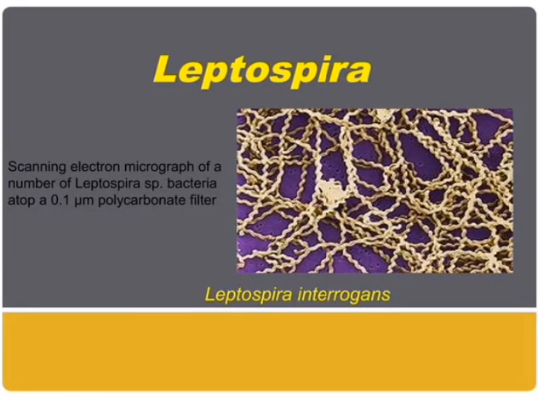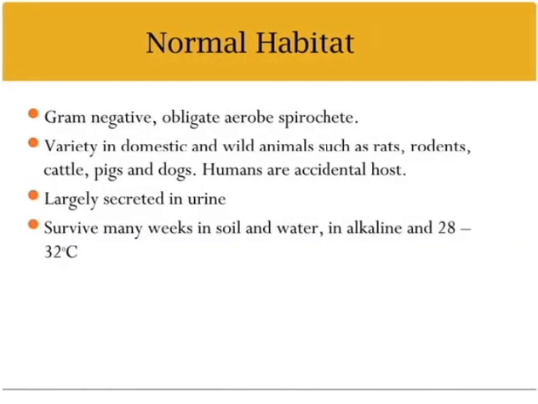Leptospira. This is a scanning electron micrograph of a number of Leptospira species bacteria on a 0.1 micrometre polycarbonate filter. Normal habitat: they are gram-negative, obligate aerobic spirochaetes, found in domestic and wild animals such as rats, rodents, cattle, pigs and dogs. Humans are the accidental host here.